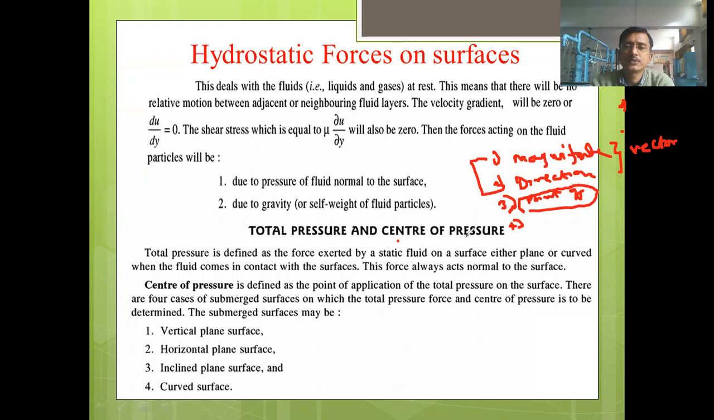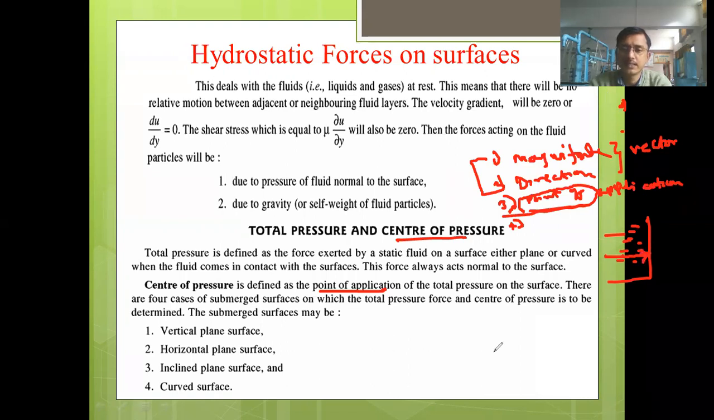So what is the center of pressure? Center of pressure is nothing but the point of application. This third characteristic, the point of application of force, is where it is exactly acting on that surface which is coming in contact with that liquid. Suppose this total pressure force is acting here at this particular point.